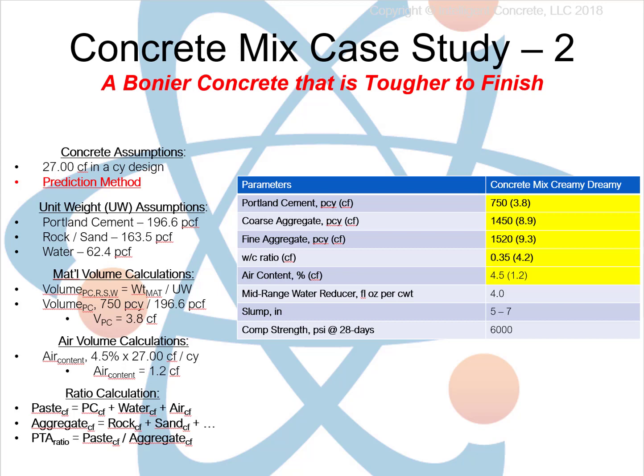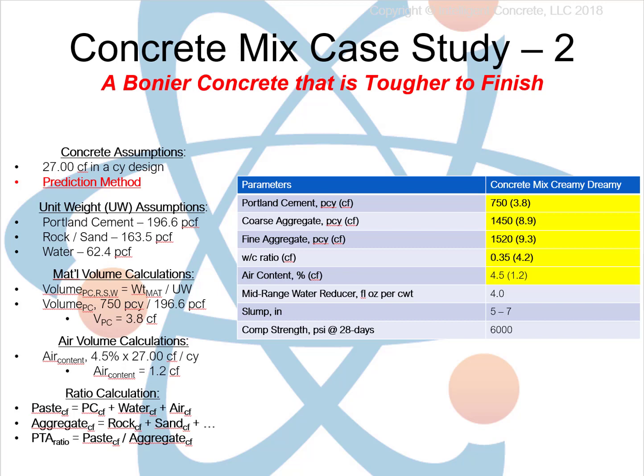I multiply that by 27 cubic feet in a cubic yard to get 1.2 cubic feet of air out of my 27 cubic feet in my cubic yard of concrete. Now, with all that information, I add them up. I add up my paste, water, and my air to identify my paste volume. I add up my rock and sand volumes to get my aggregate volume.